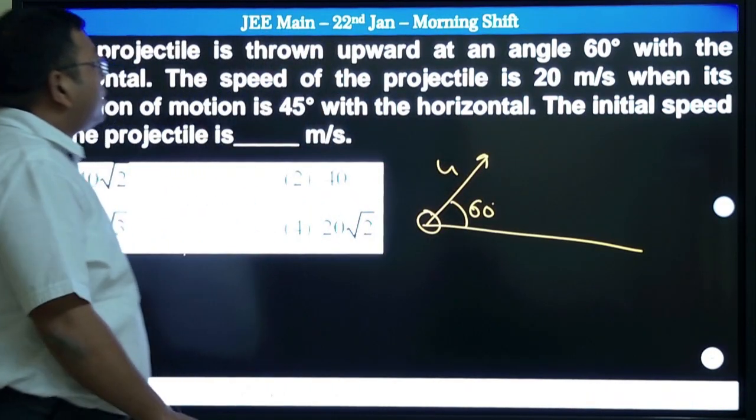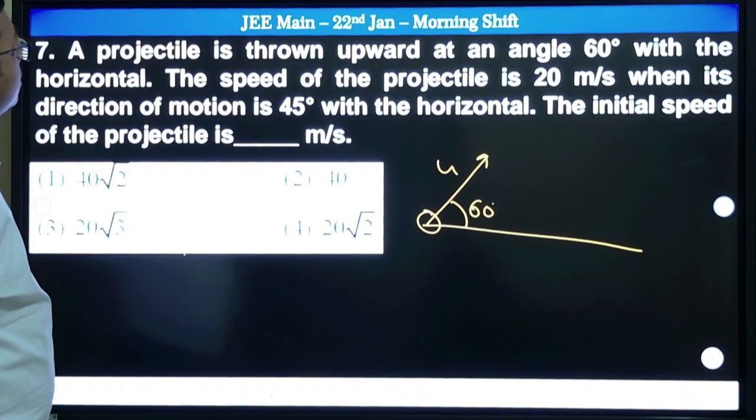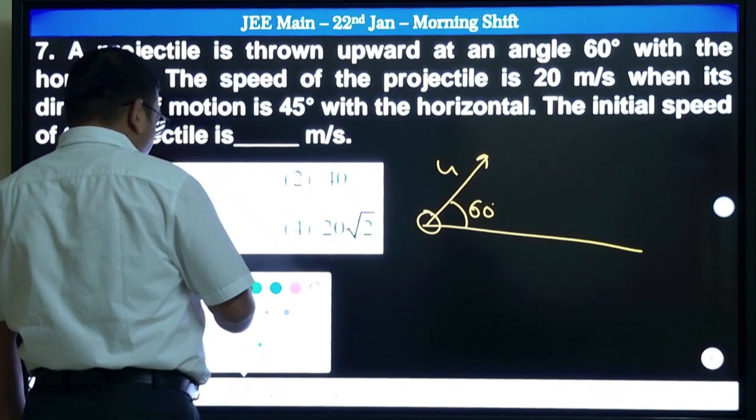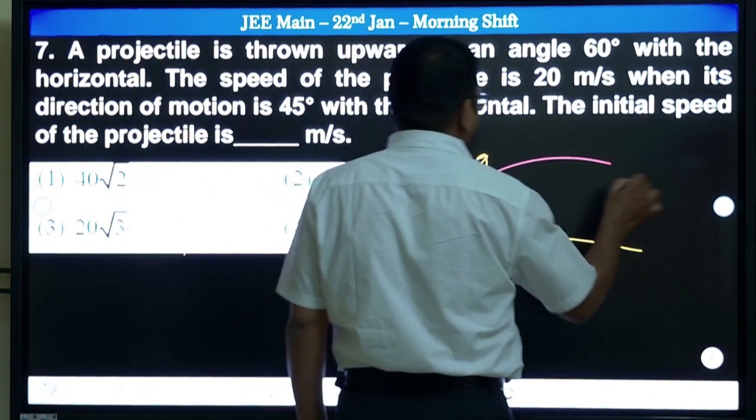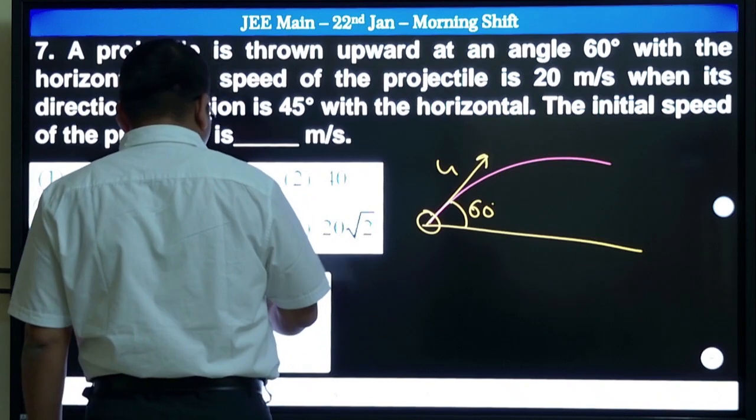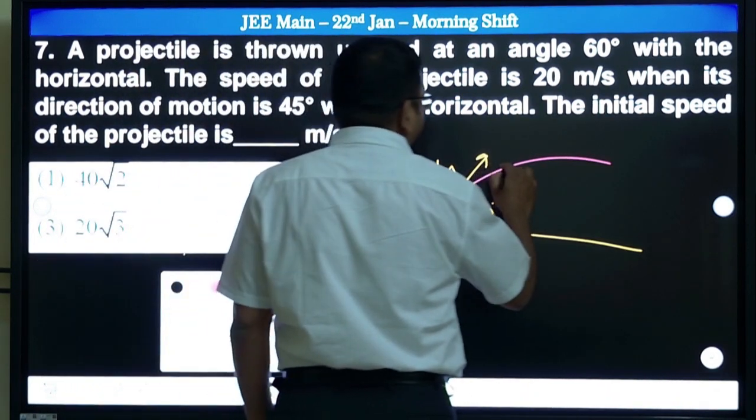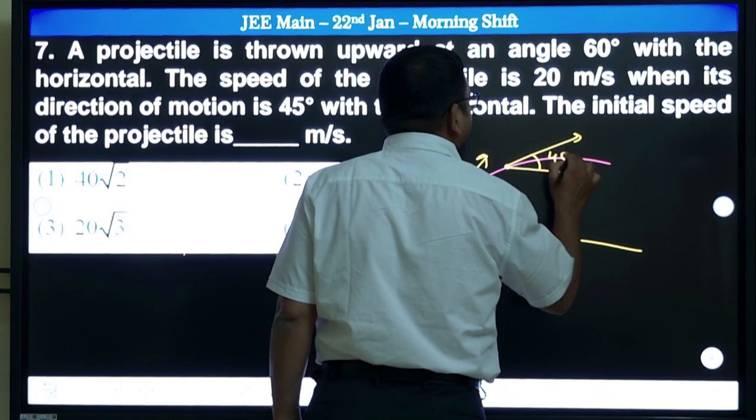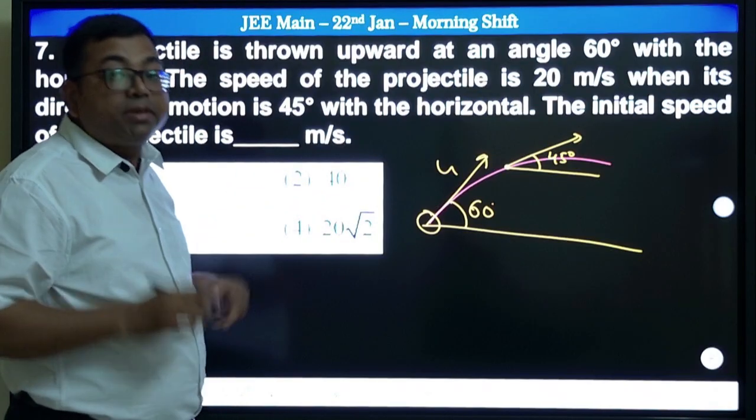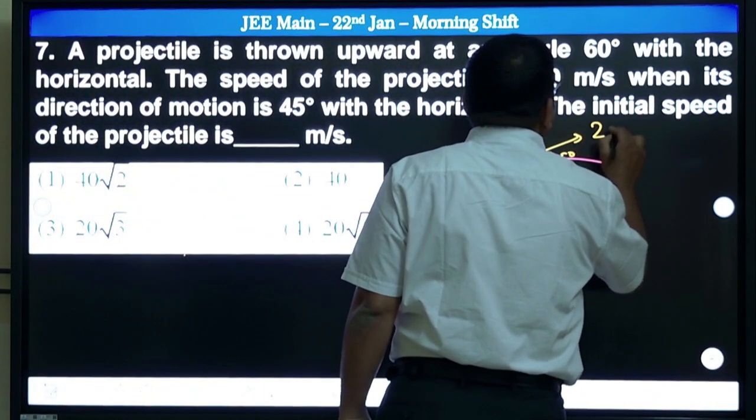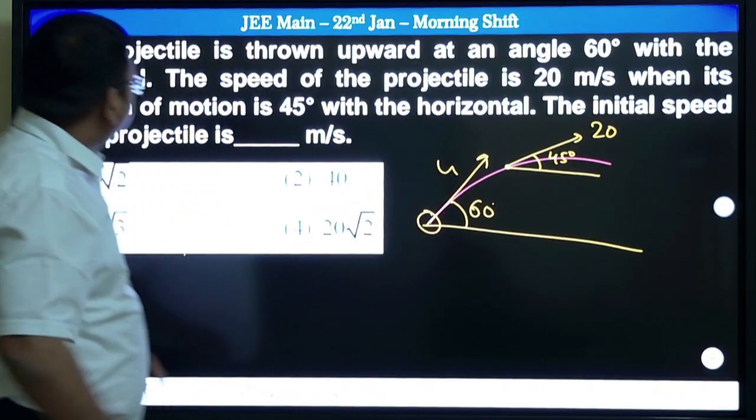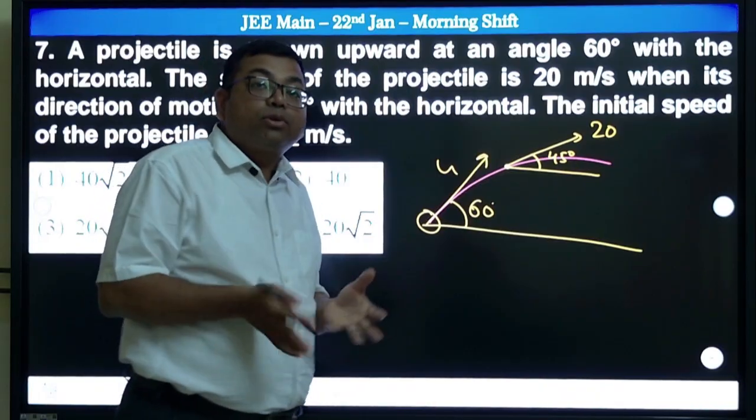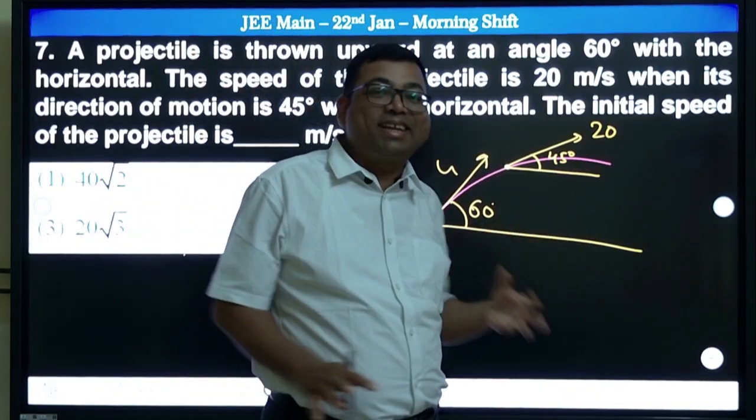They are saying that velocity of projectile is 20 meter per second when its direction is 45 degree. That means at some instant, it is making 45 degree. You know the angle is going to decrease, so it is making 45 degree. That time speed they have given as 20 meter per second. They are asking what is the initial speed. You have to calculate u.